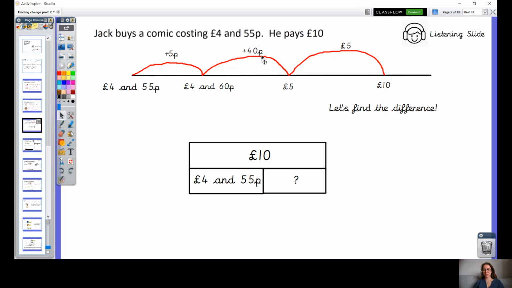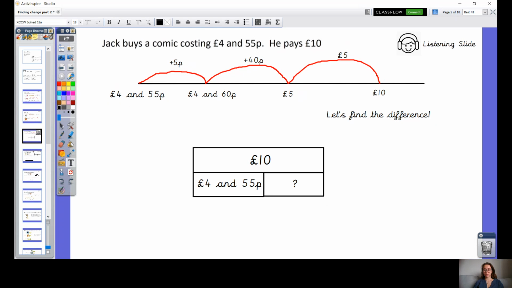And now I can see what the difference is. So Jack would have how much change? Have a look, what do you think? £5 and 40 change. And that's what that part would be.